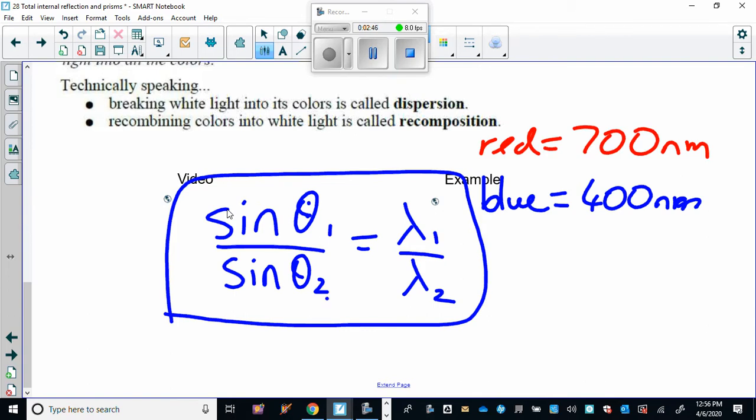They will refract at different angles, and that's why when white light, which is composed of all the colors of light, goes into a prism, the different colors refract at different angles, and that's why it breaks out into Roy G. Biv, the colors of the rainbow.